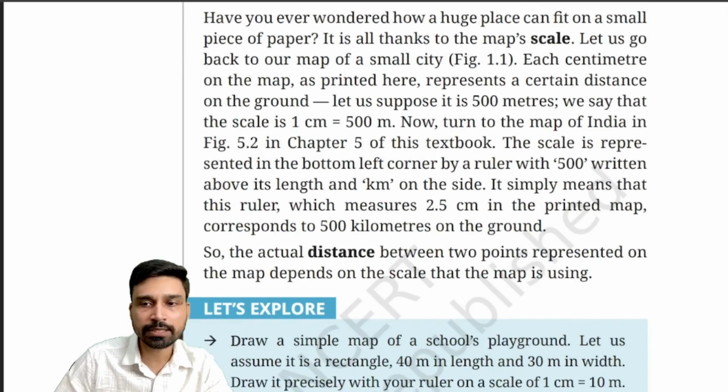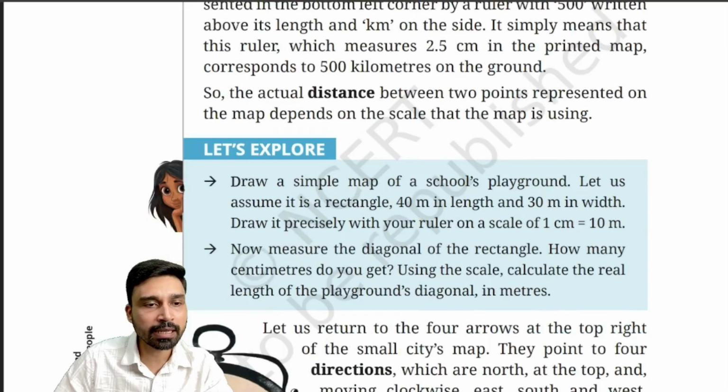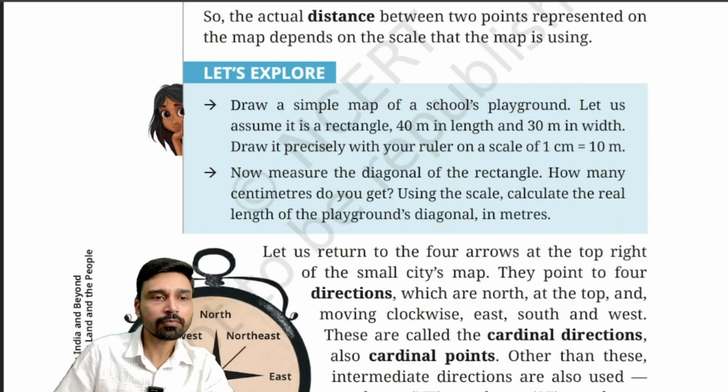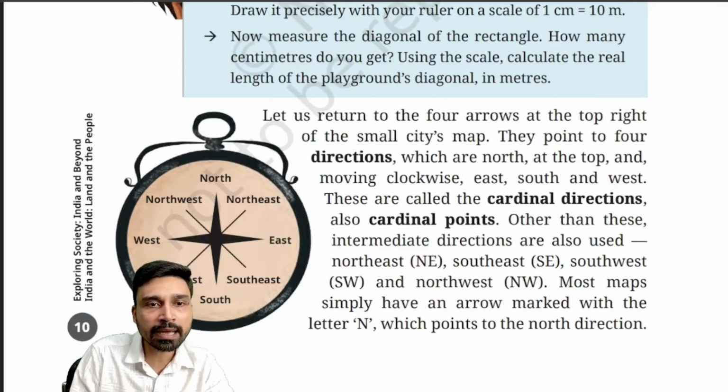Now let us try to understand the arrows given on the right hand corner of the last map that we have shown. If you look, these arrows are pointing toward what we call the cardinal directions. The four directions, which are east, south, west, and north, are called cardinal directions. For example, here this is the north, this is east, this is west, and this is south. These are called cardinal directions and also cardinal points.